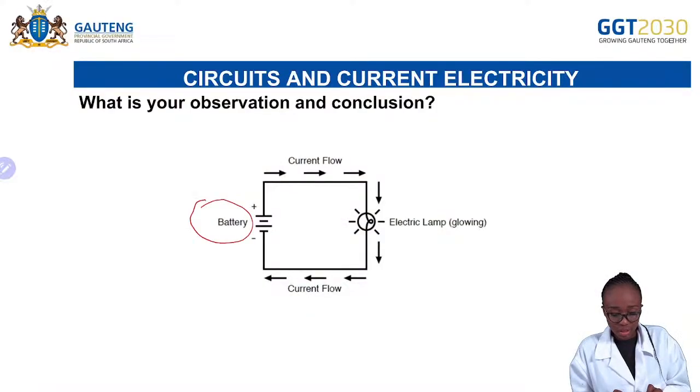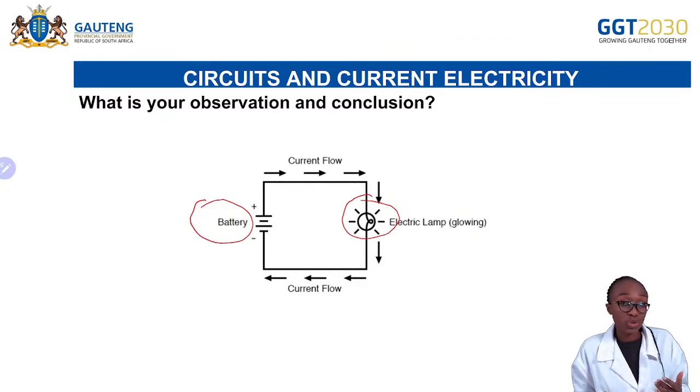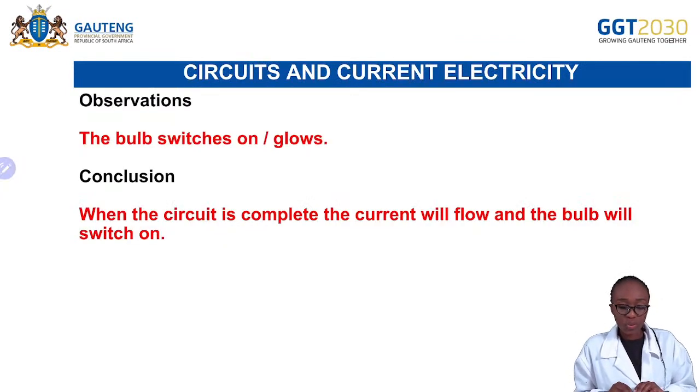So now let's discuss our observations. What did you observe today, and what do you conclude from what you observed? We observed this, but what exactly is it? We had cells or batteries. We had an electric lamp glowing. Now, this is because there is current flowing. So how can we put this into words? We can put this into words as follows.